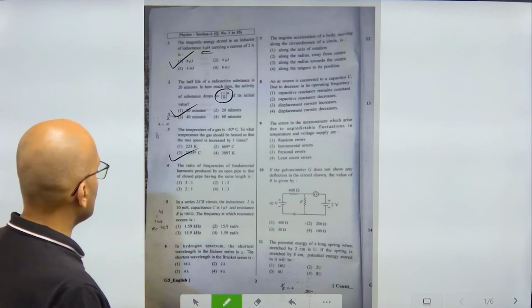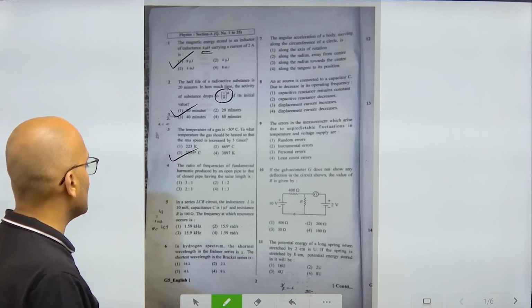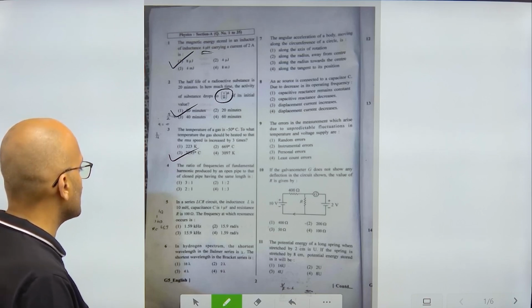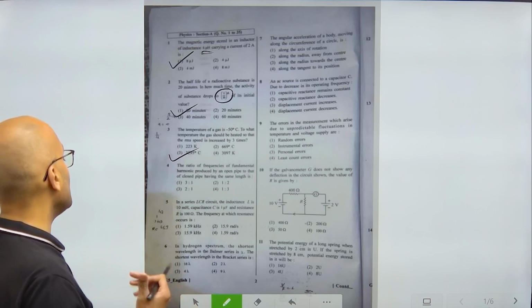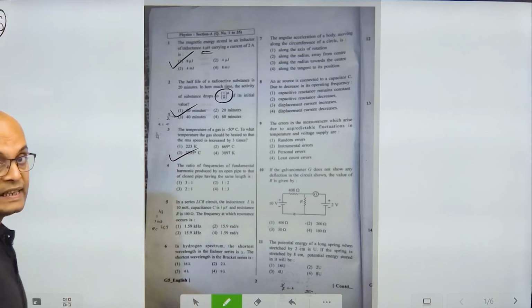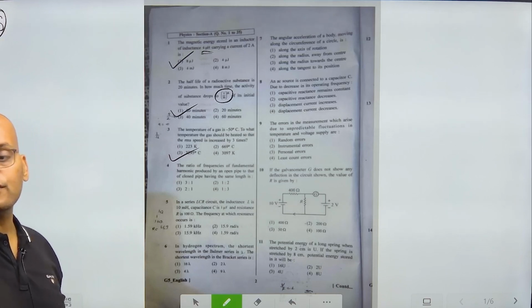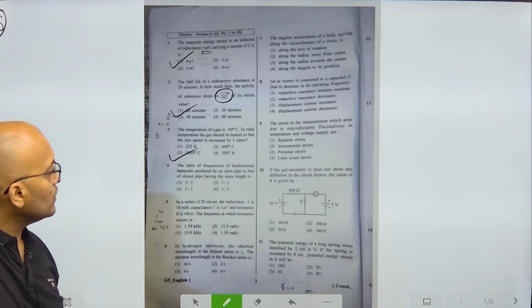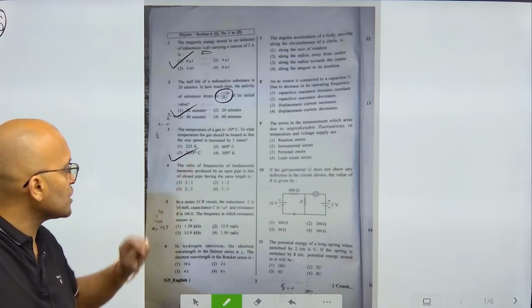Next question is, in a series LCR circuit, L is 10 millihenry, capacitance is this much, resistance is this much, and we need to find the frequency at which resonance occurs, the resonant frequency. Okay, we have missed one question, question number 4.